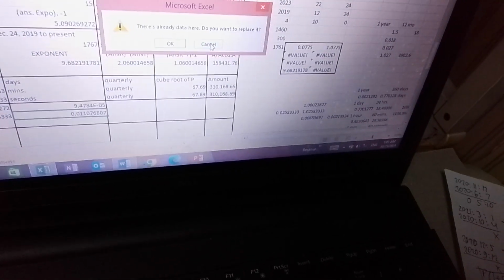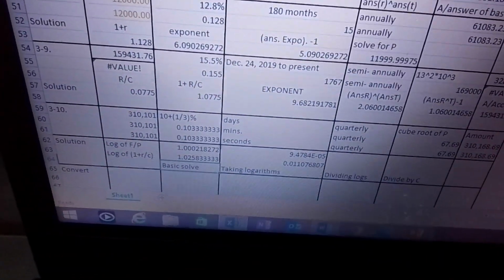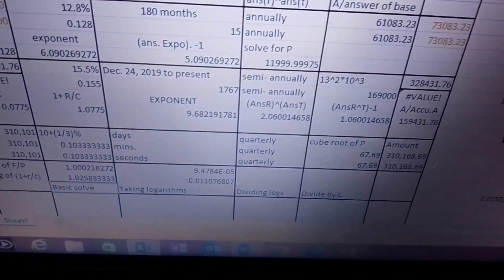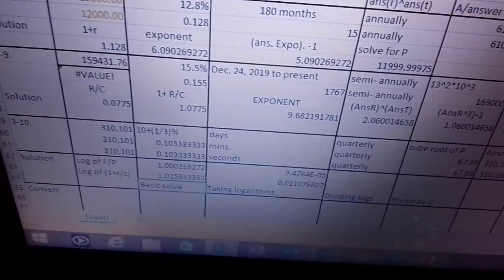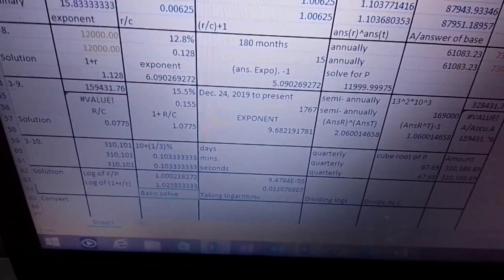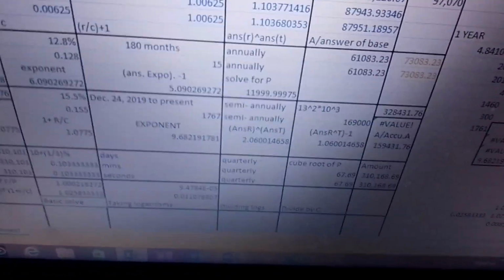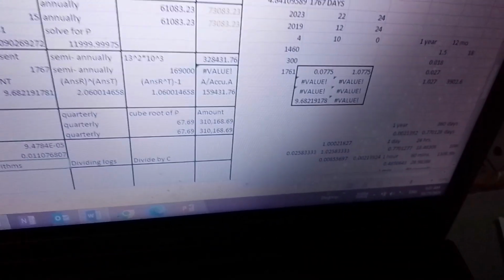Ito pa yung mga solution sheet na ginawa ko dito. I already put everything here. So, this is basic solve, diba? Taking the logs. And then taking the logarithms. Diba, remember this one is basic solve. When we solve for the values, the numbers. And then this one, we take the logs. Now, we're gonna have to divide the logs.